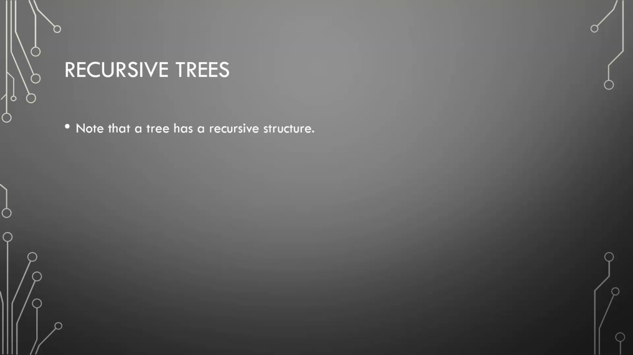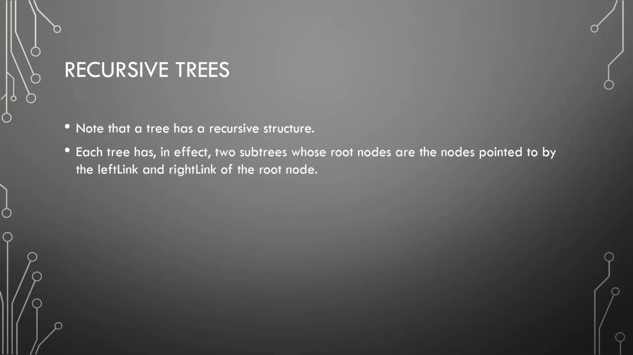You'll note that with trees, they have a recursive structure. And that's part of the reason why recursion is so important in programming. If you can understand recursion, you're golden, because a lot of trees will use a recursive style mechanism for their invocation and calling. Now, each tree has two subtrees whose roots are the nodes pointed to by the left link and right link of the root node.